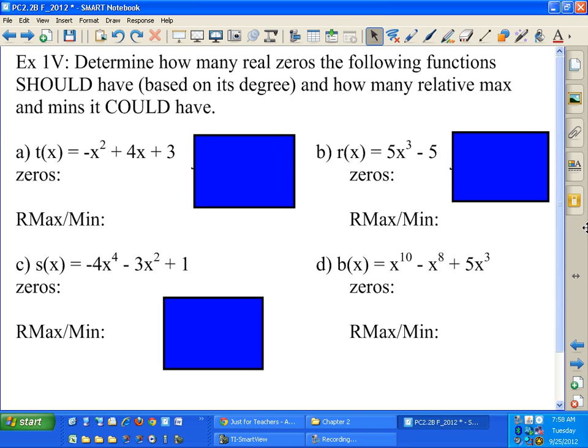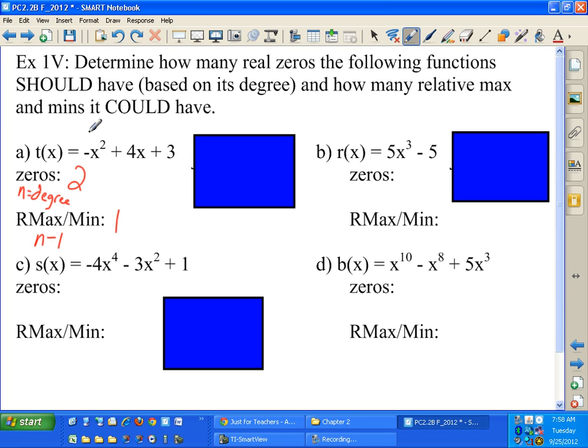Now we talked about in the past that the highest degree is how many zeros it could have. So if you look at this one, the highest degree is 2, so it could have 2 zeros. And then the relative max and mins, with n being the degree of the polynomial, are always n minus 1, so the highest degree minus 1. So there should be 2 zeros for this one, and probably 1 relative max or min.